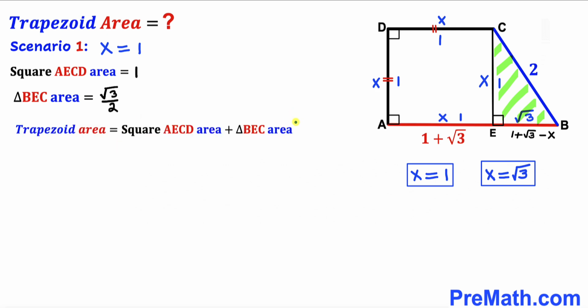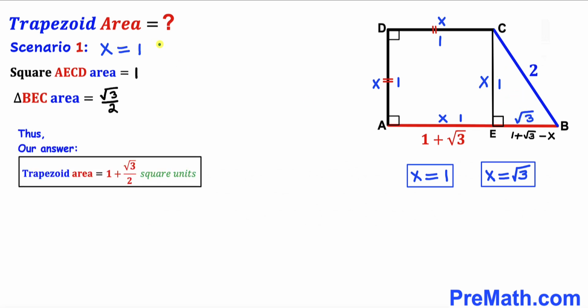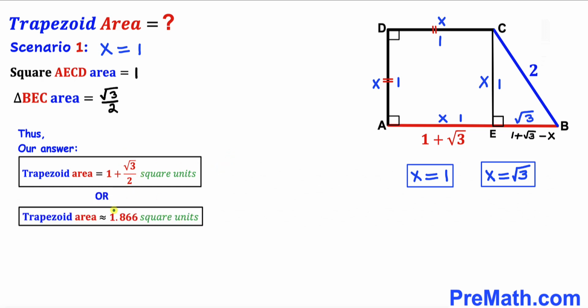And now let's recall this equation once again. We already figured out our square area and the area of the triangle as well. So therefore let's go ahead and fill in the blanks. So we got 1 + √3/2. So therefore for this first scenario when x equals 1, our trapezoid area turns out to be 1 + √3/2 square units. And that is going to be approximately equal to 1.866 square units as well.